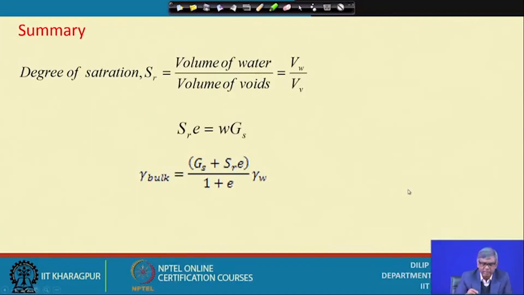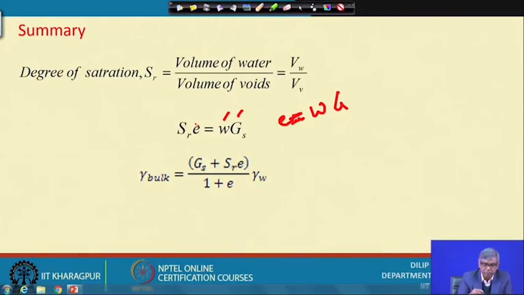The next thing was degree of saturation, porosity, void ratio, and certain relationships between them, like degree of saturation, porosity, water content and specific gravity. This is also a very standard relationship: if the soil is fully saturated, then e equal to w into G, because fully saturated means S equal to 1, and similarly if it is dry, then S equal to 0.